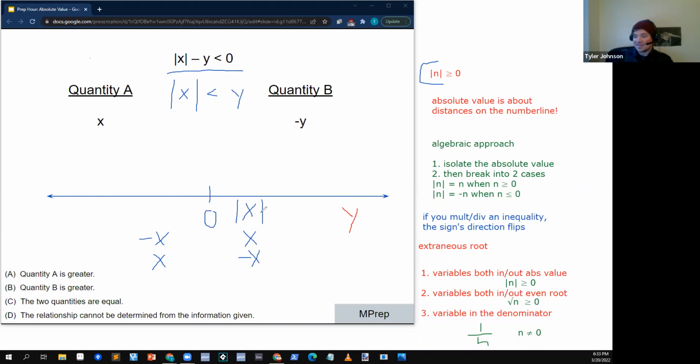Y, on the other hand, is bigger than the absolute value of x. So when I think about the opposite of y, it's going to be the same distance that y is from 0, but going in the other direction. So using this visual number line approach, I see x is either going to be negative and bigger than the opposite of y, or it's going to be positive, but also bigger than the opposite of y. There's no two ways about it. Quantity A has to be bigger.